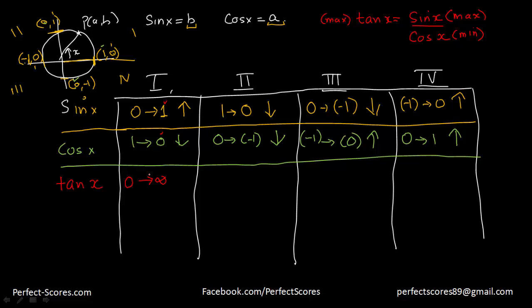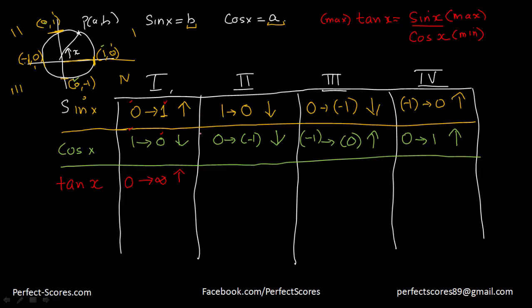Now why is it going to be 0? Because the minimum possible value of the tangent function is going to be the minimum possible value of the sine function divided by the maximum possible value of the cosine function, which is actually equal to 0 by 1. So that is 0. And since we're going from 0 to infinite, the value is actually increasing.